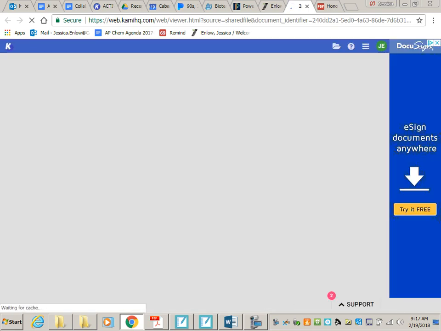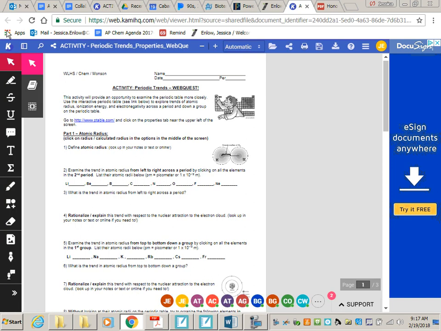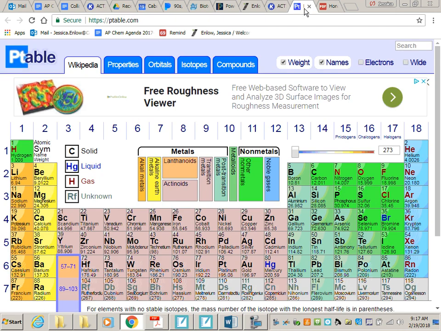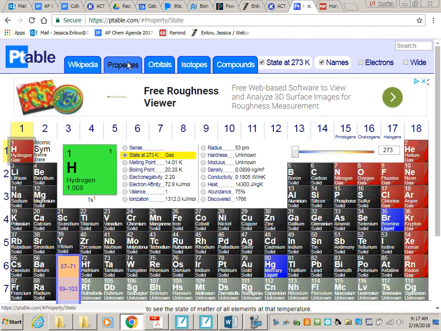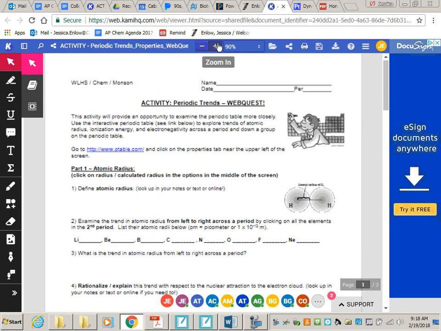So you're actually going to be looking at the same link that we looked at on Friday, which is ptable.com. It's very similar anyway. And when it says to look at properties, you see the properties tab, so make sure you're clicking there. That properties tab is going to give you options to view, just like Friday, atomic radius, ionization energy, electron activity, and so forth.